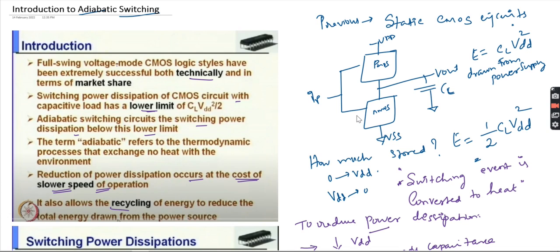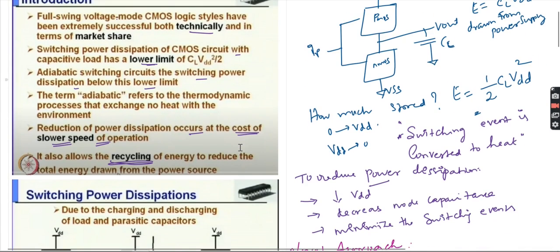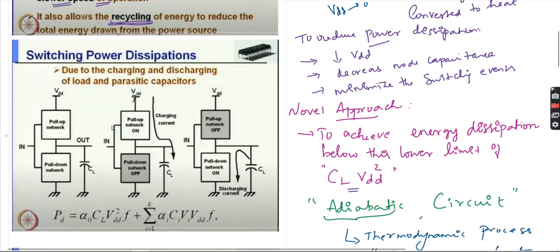It also allows the recycling of energy to reduce the total energy drawn from the power source. That is recycling, that is the reversible logic we are going to do. This is an example, as I mentioned here: the switching power dissipation due to the charging and discharging of a load and parasitic capacitance. Here is a simple circuit: if your pull-up network is on and pull-down is off, then the charging current will be there, and the load will be charged. That is why here we calculate the power dissipation.